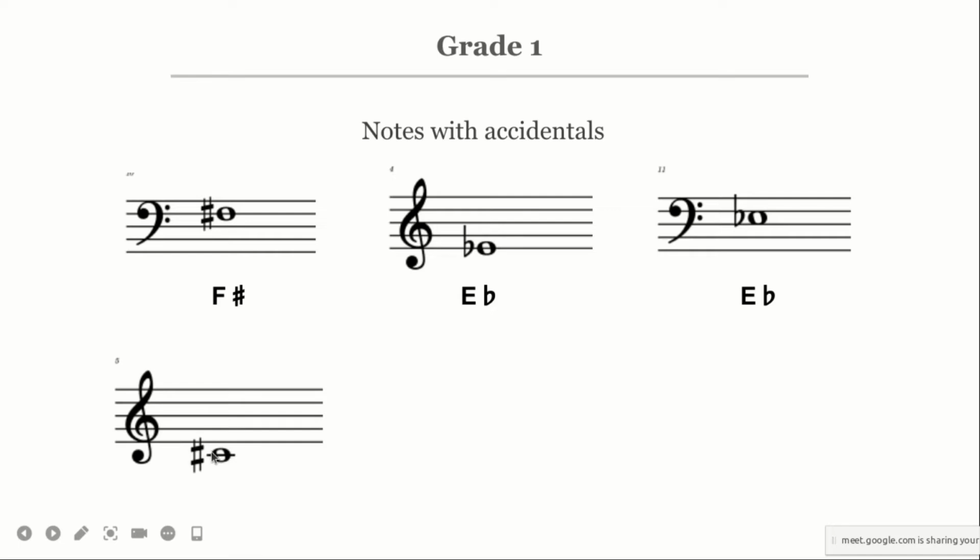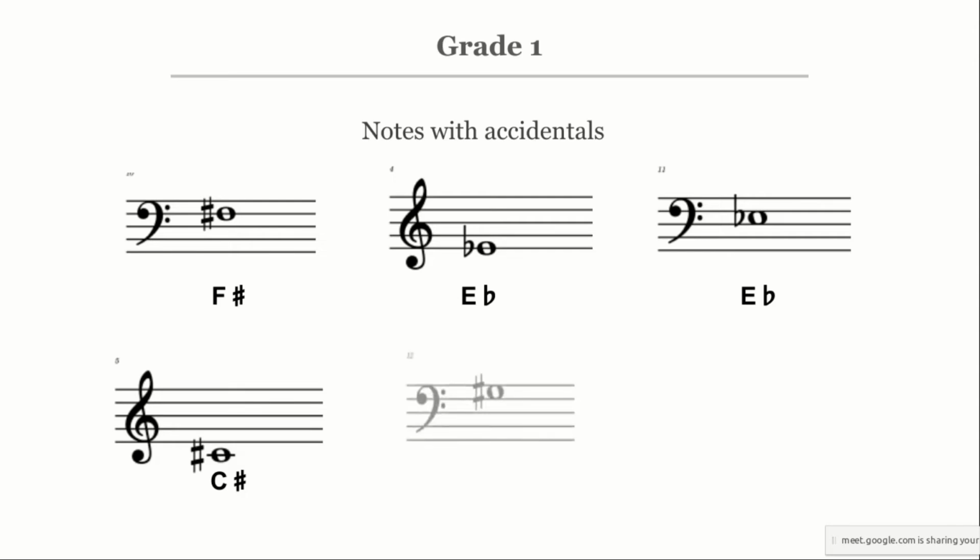What was the letter again? D sharp, I mean. Okay, the sharp is correct, but no, this is not D. Remember, the first line of the G clef is E. Is that right? Yes. Below it, we have D on the space, and then C. C sharp. Perfect. This is C sharp.